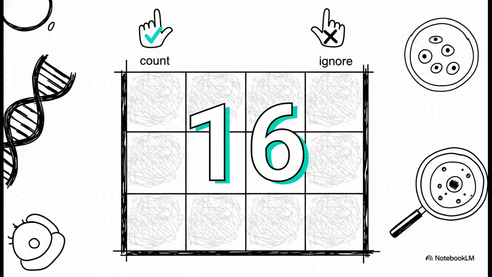And here's what you get when you apply that rule perfectly. Counting the ones inside, plus the ones on the left and bottom, and ignoring the top and right, you get one, and only one, possible answer from the mark scheme, 16.